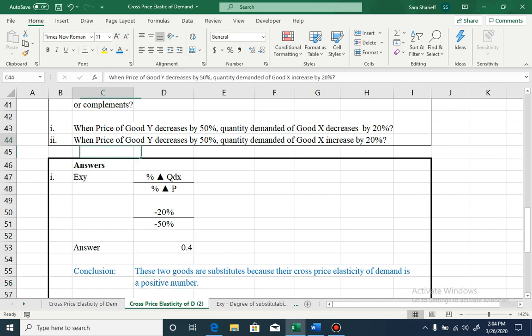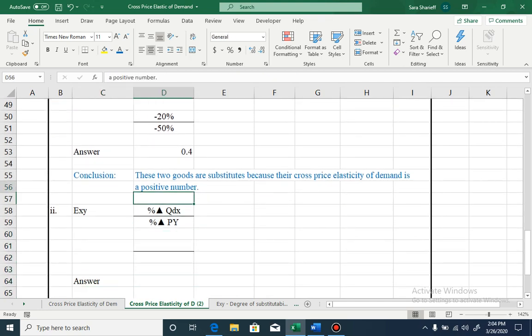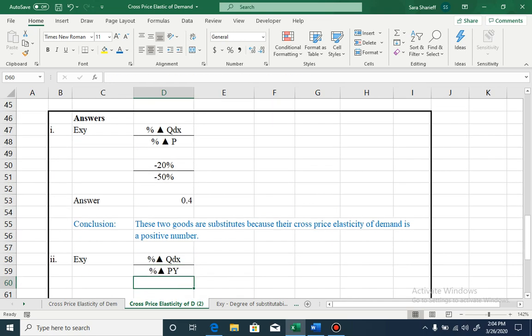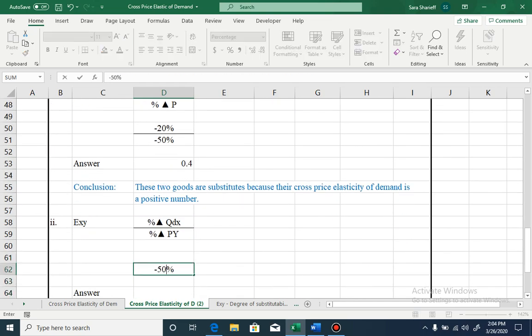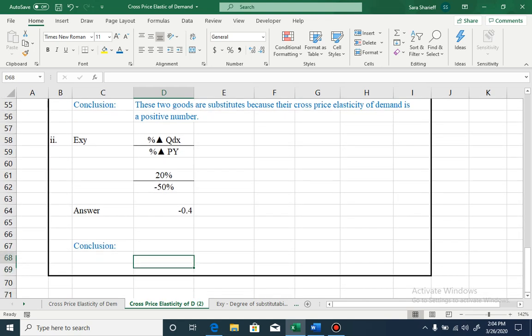What about part 2? Let's solve part 2 now. When price of good Y decreases by 50%, quantity demanded of good X increases by 20%, right? So that means your denominator, increasing or decreasing? Decreasing. Your denominator is decreasing by 50%, minus 50%, and your numerator is increasing by 20%, plus 20%. So 20% divided by 50% is negative 0.4. What is the conclusion? Don't worry about the magnitude right now. Just focus on the sign.